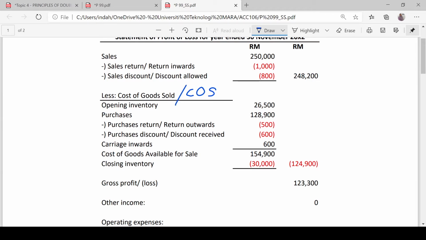Cost of sales or cost of goods sold, they are the same thing. So how do we calculate cost of sales? It is equal to opening inventory plus purchases, minus any purchase return, minus any purchase discount, plus any cost related to purchases, in this case carriage inwards. Altogether it is equal to cost of goods available for sale, and then minus closing inventory. That's it, and then you have your cost of sales.